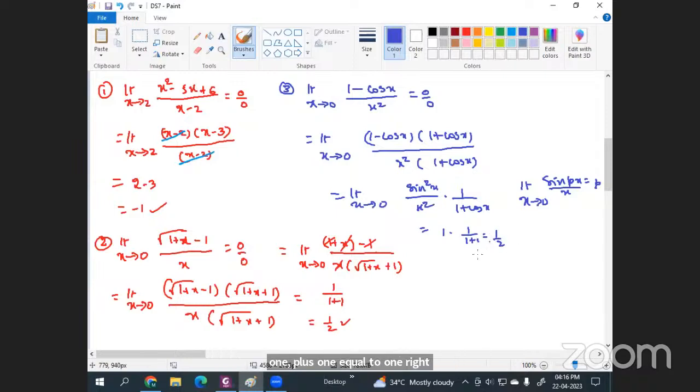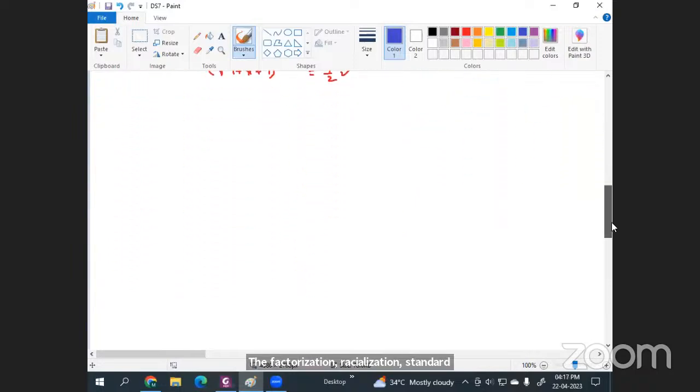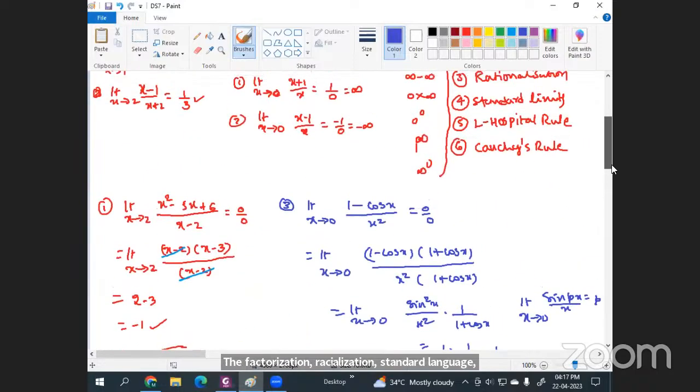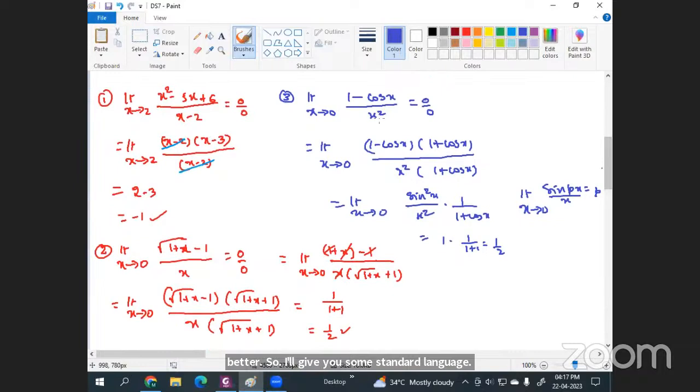See, so that depends on the problem. We keep changing the concept, right? Factorization, rationalization, standard limits, right? So I'll give you some standard limits formula. Is this concept clear to all of you? How to approach this one?